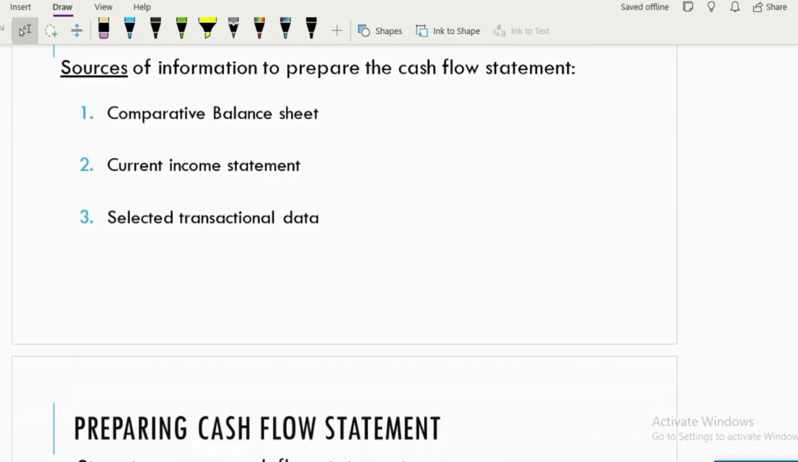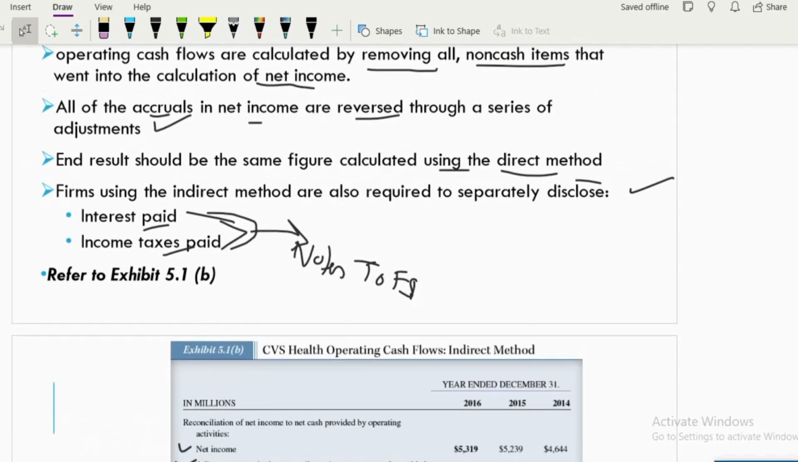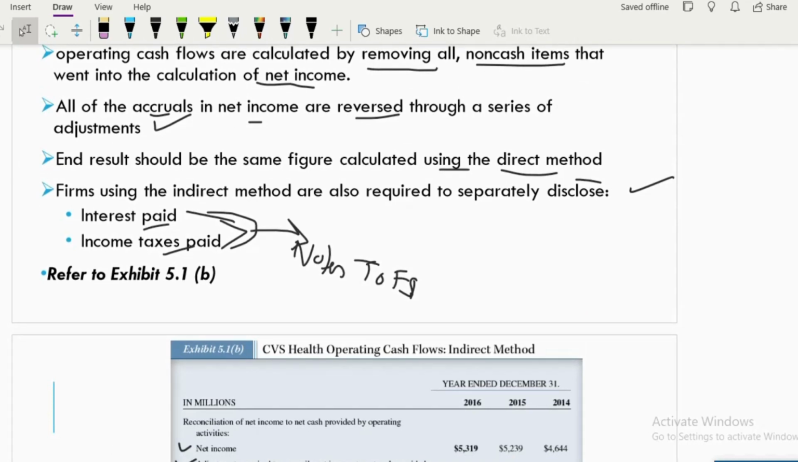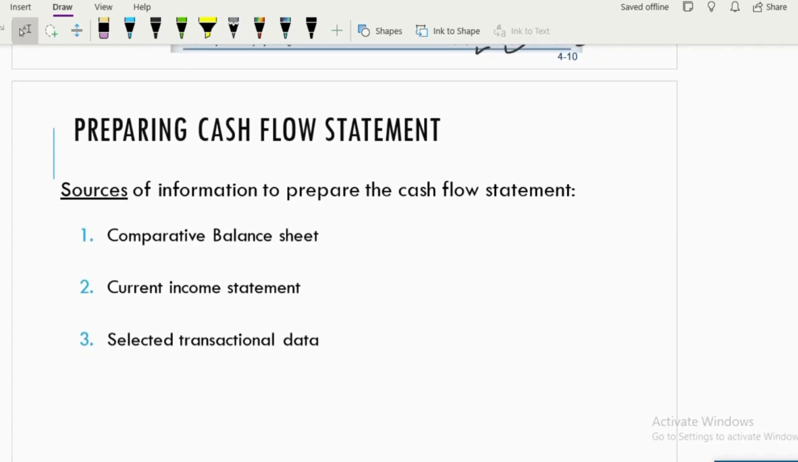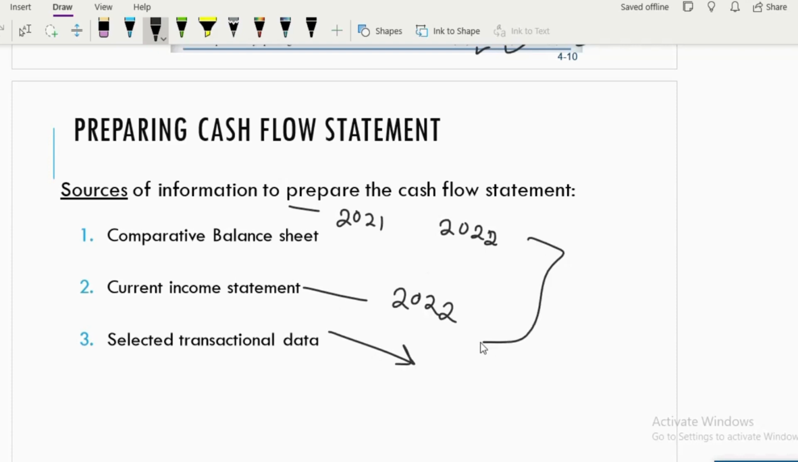Now the second learning objective was how to prepare the cash flow statement. The basic sources we need are the comparative balance sheet and the current year income statement. What I mean by comparative balance sheet is, suppose I want to prepare the cash flow statement for the year 2022, then I need last year's balance sheet as well to find the changes, and I need the current year, meaning the 2022 income statement, and I also need some additional information which is not clear in these two statements.